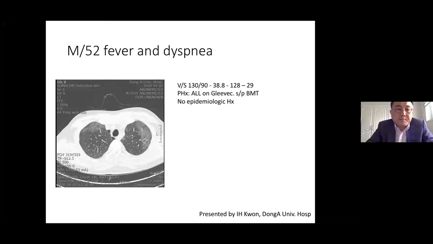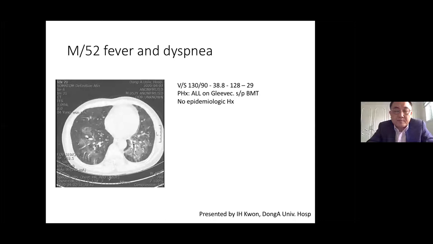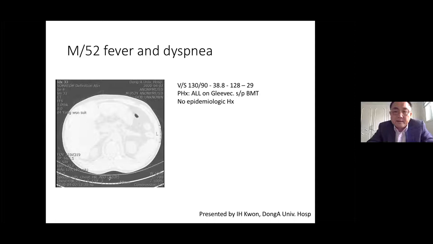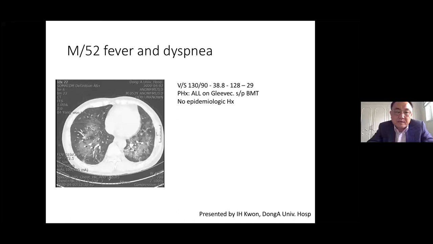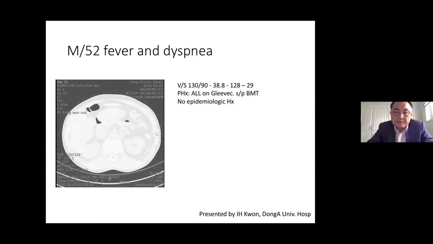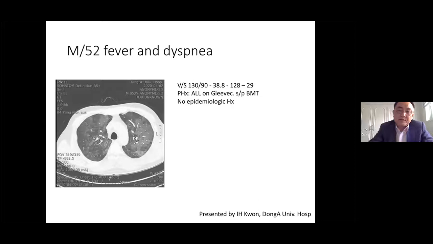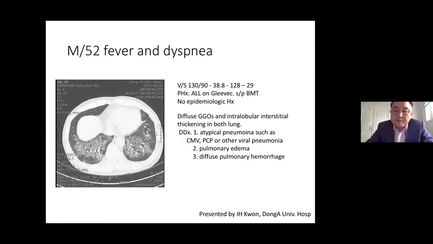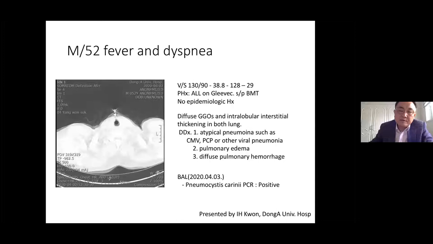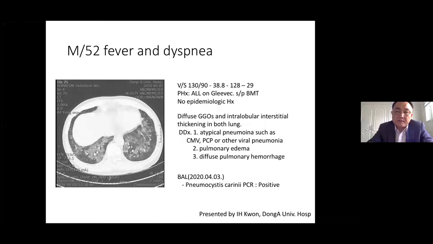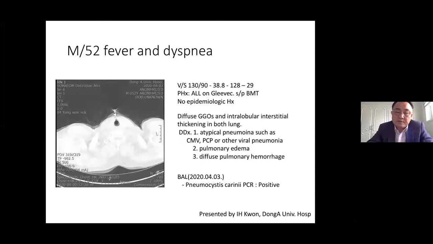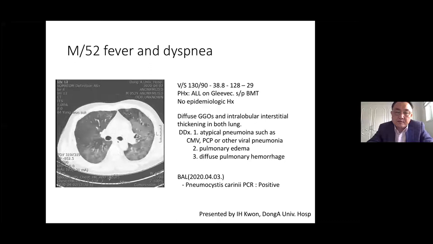Look at this patient. This patient had a hematologic malignancy, taking Gleevec. He had no epidemiological history, but as you can see, the CAT scan shows a bilateral diffuse GGO pattern. At the time, the ED physician was stumped by this CAT scan, but radiologists helped in the differential diagnosis like this. So finally, he was confirmed as PCP by using bronchoalveolar lavage. I think the role of the radiologist in the emergency department is very crucial. So we need excellent backup.